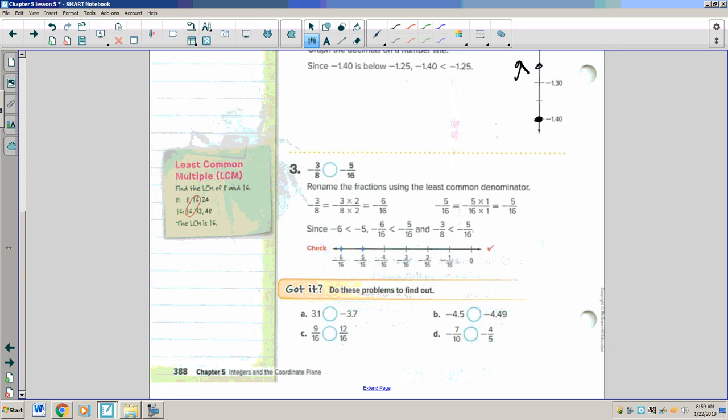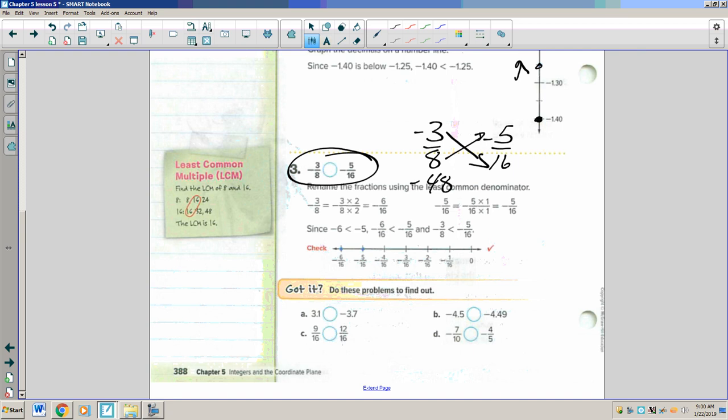Comparing fractions. You could turn them into decimals. There is an easier way. This is the example. They show you how to do it. So if you have negative 3/8 and negative 5/16, if you cross multiply, that gives you negative 48. Cross multiply bottom left to top right gives you negative 40. Negative 48 is less than negative 40. Negative 3/8 is less than negative 5/16.